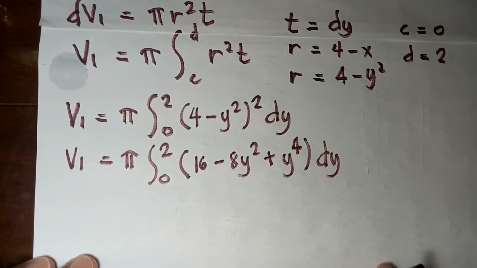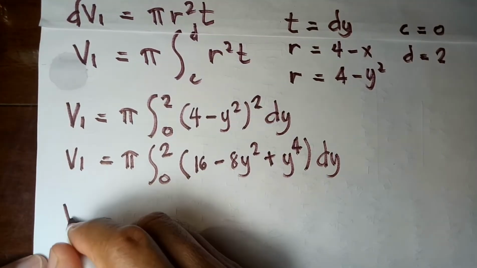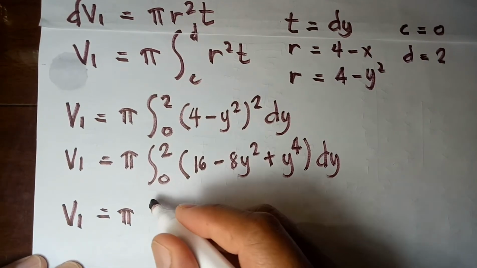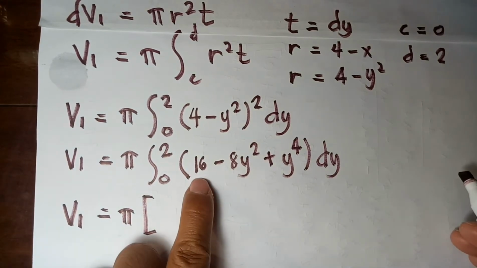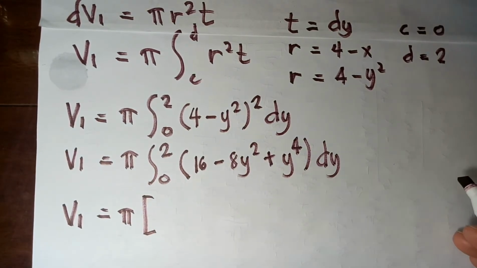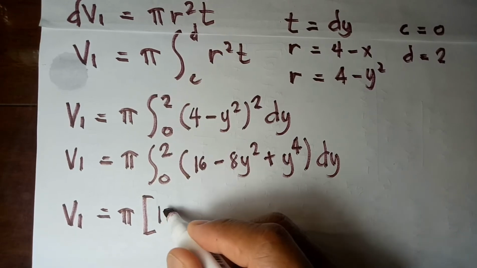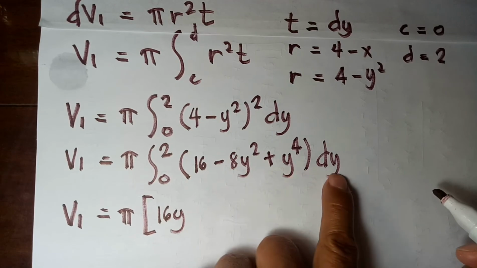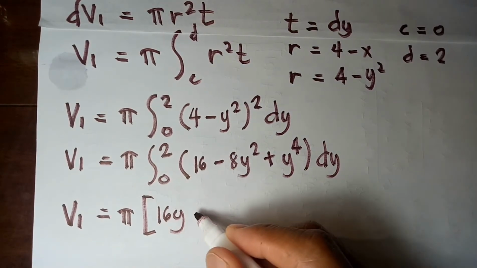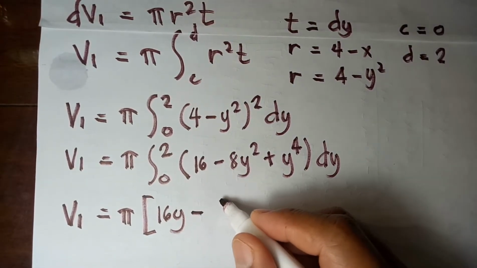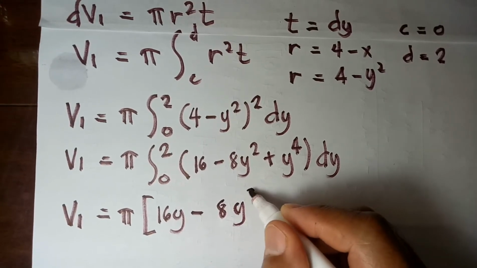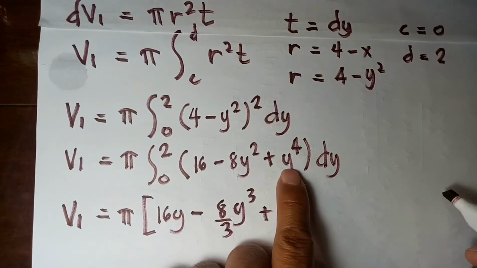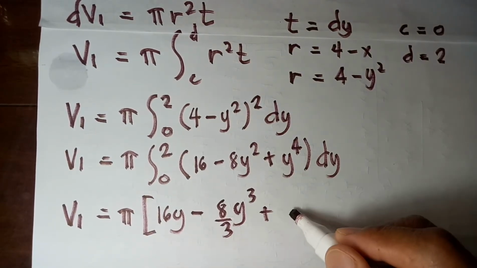Okay, so after that, integrate, no? So let us integrate. So volume 1 equals pi. So I will have integral of 16 dy equals 16y. Integral of 8y squared dy equals 8y cubed over 3. And then integral of y to the 4th dy equals y to the 5th.